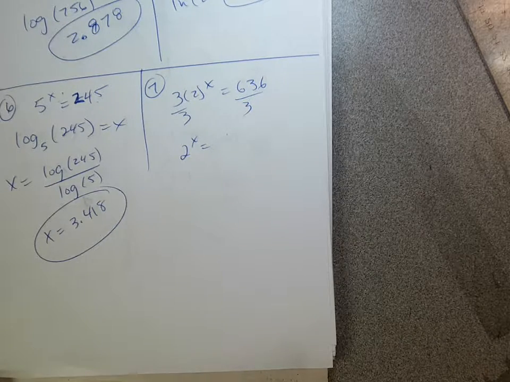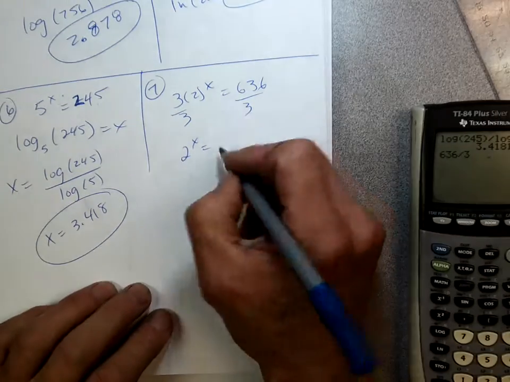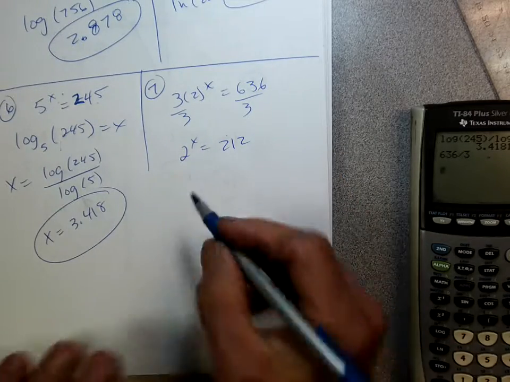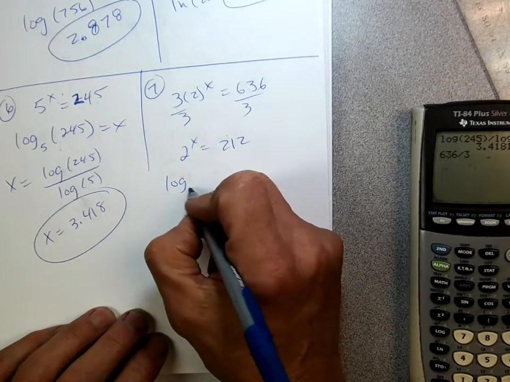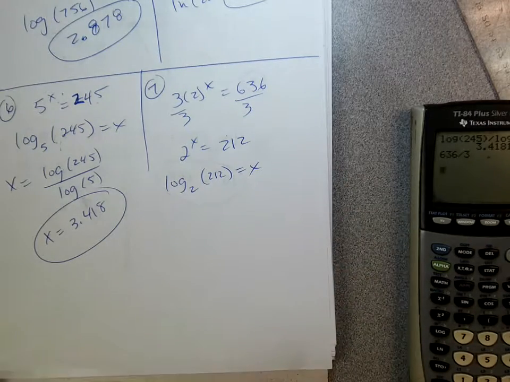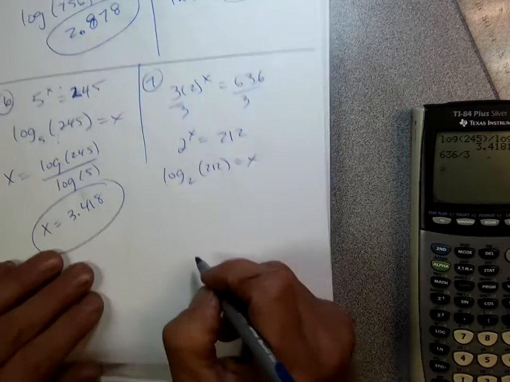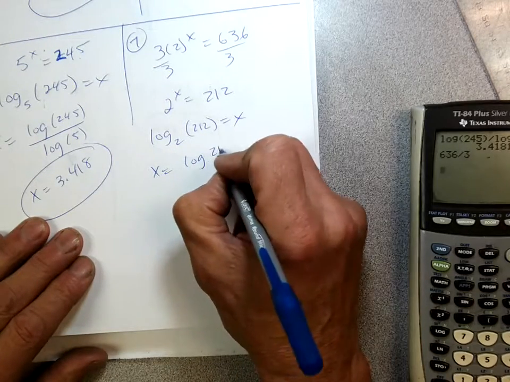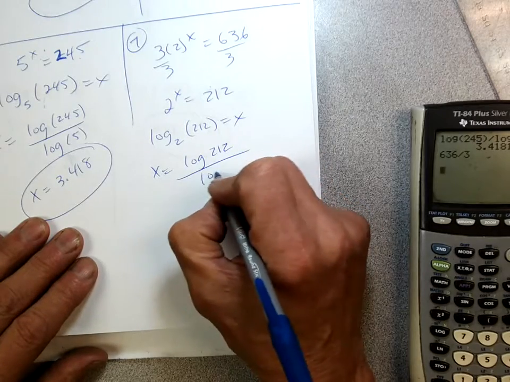636 divided by 3. Yeah, 212. Should believe myself. Okay, I'm going to do the same thing I did in 5. I'll do the log base 2 of 212 equals x. Can't do base 2 on my calculator, so I'll do the change of base formula. x is equal to log of 212 divided by log of 2.